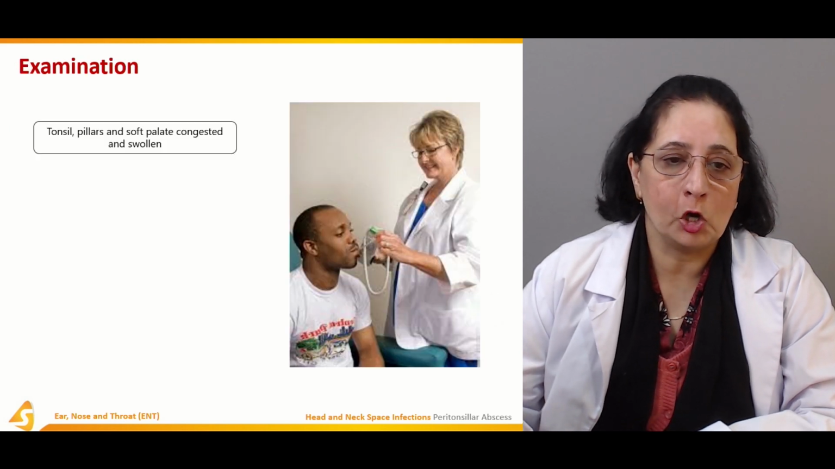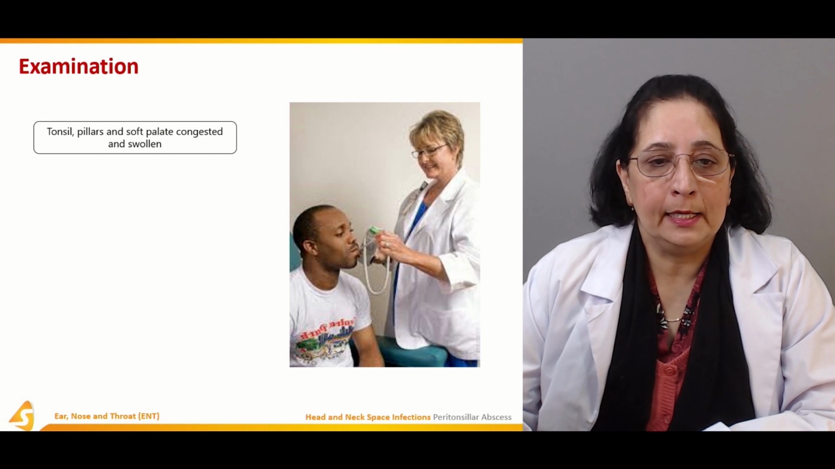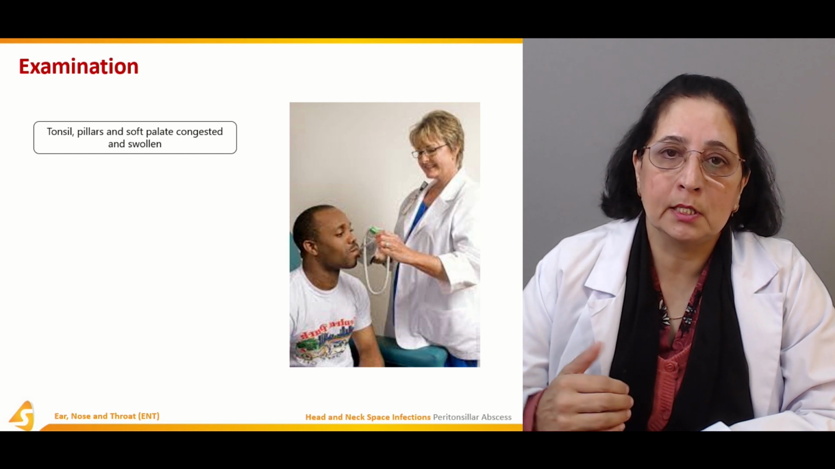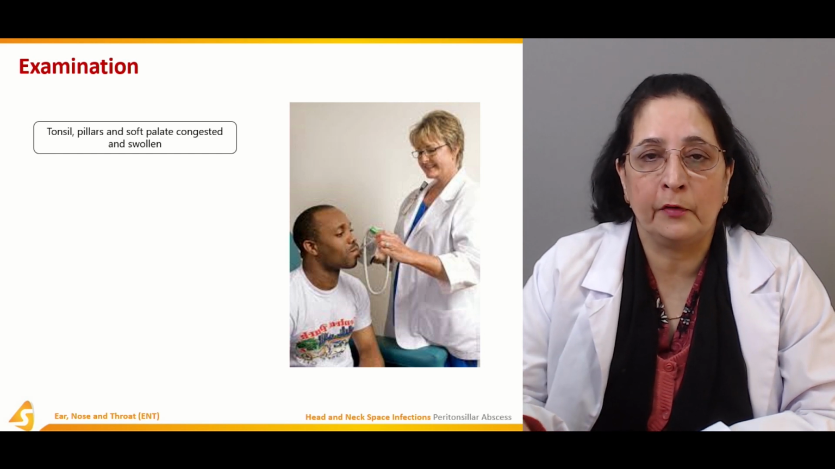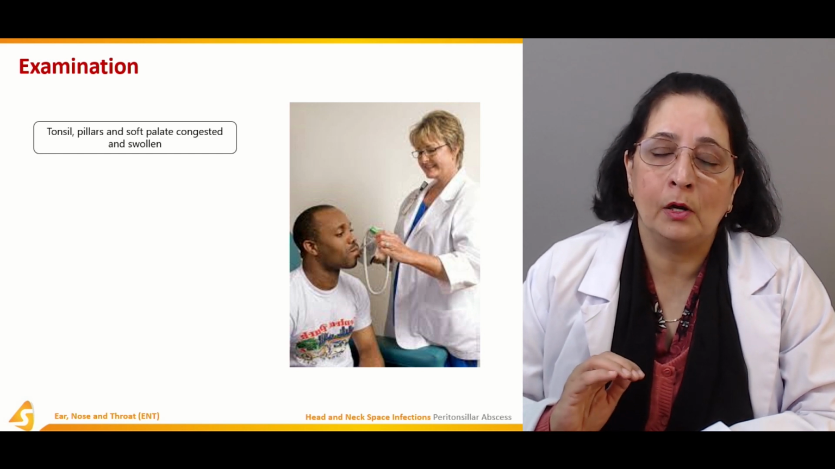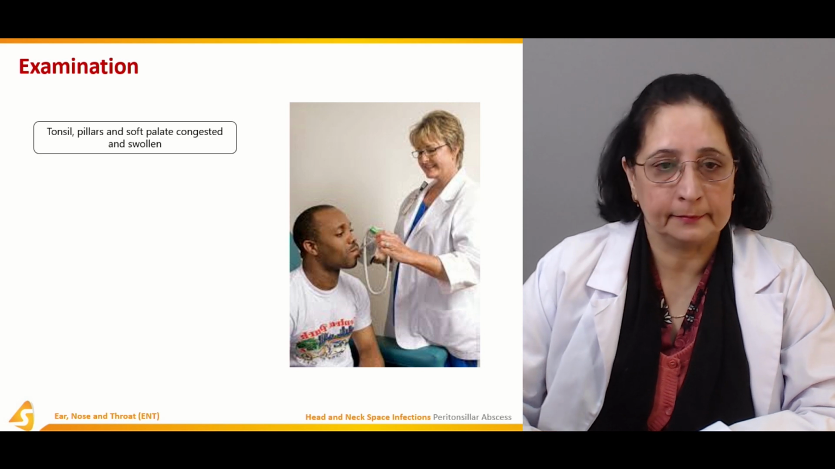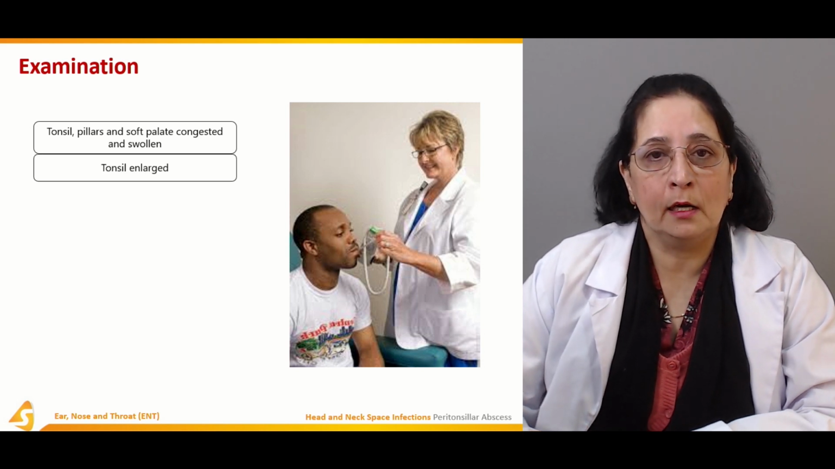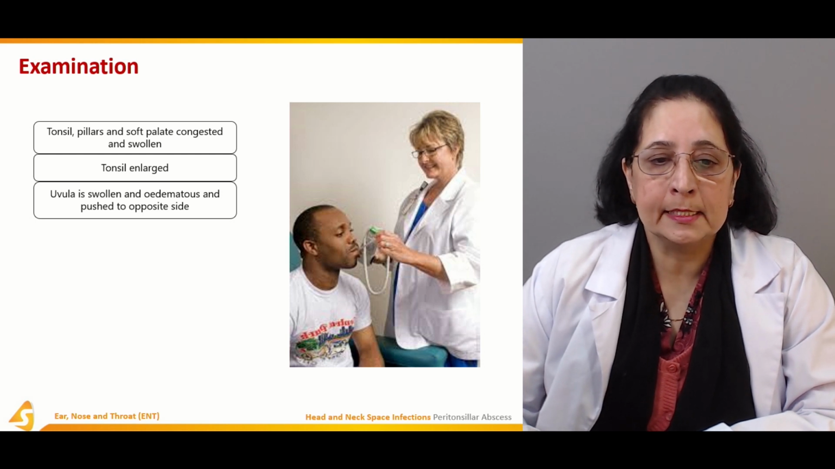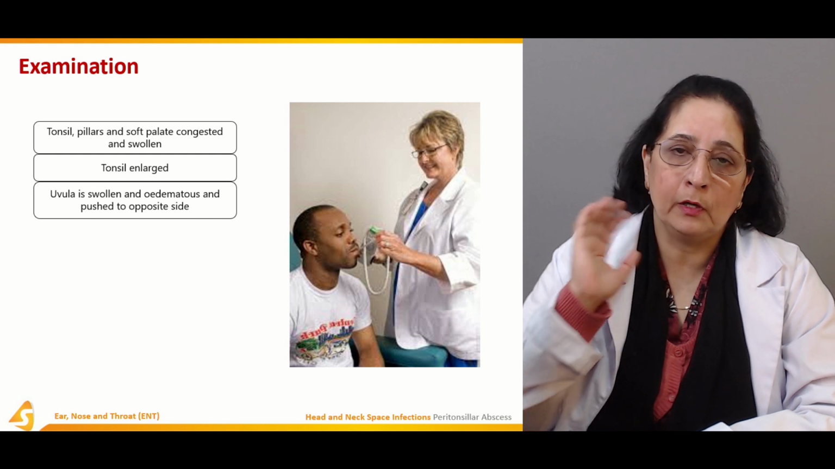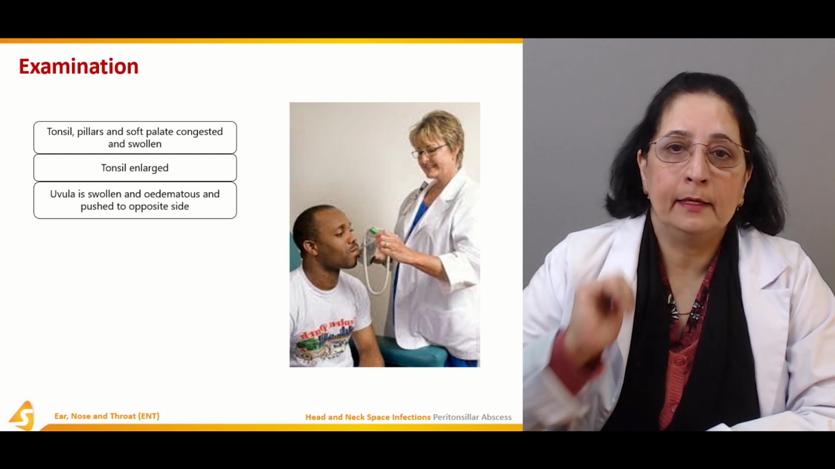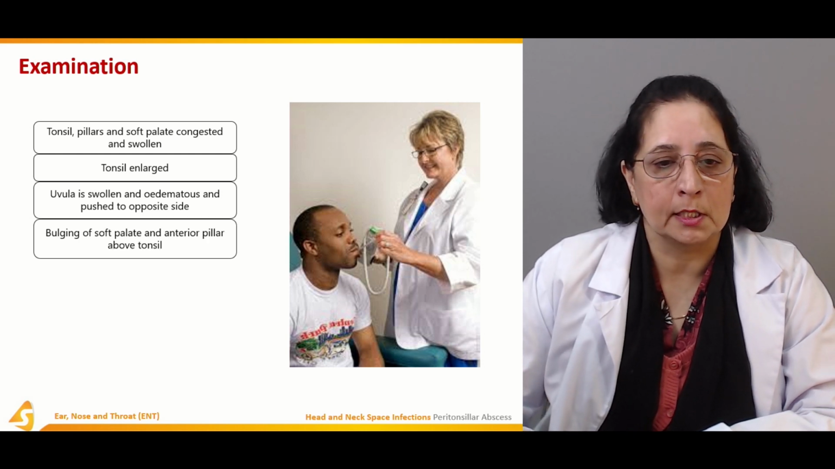On examination of the patient, the tonsils, pillars and soft palate are all congested and swollen. All these areas, the tonsils, pillars and soft palate, are red, swollen and congested. Tonsils are enlarged. The uvula is swollen and edematous and pushed to the opposite side because of the abscess.